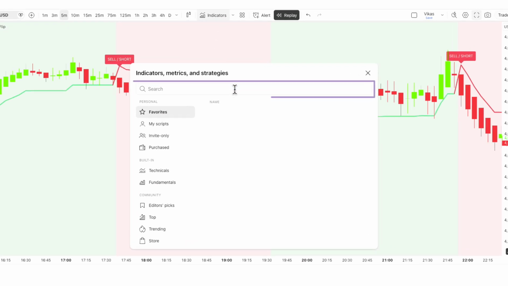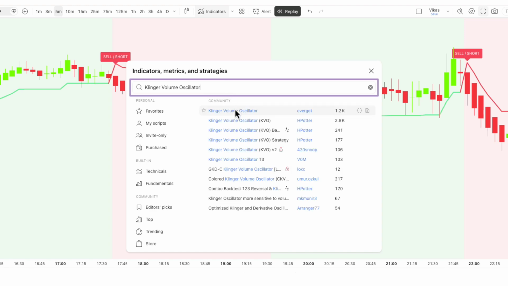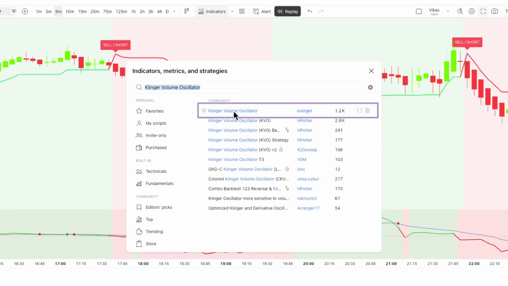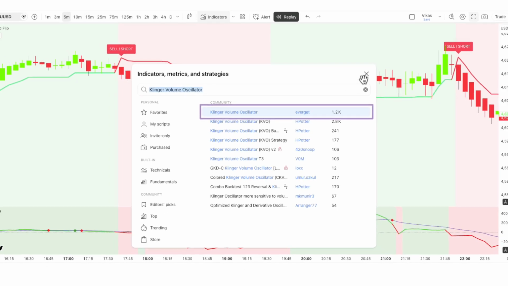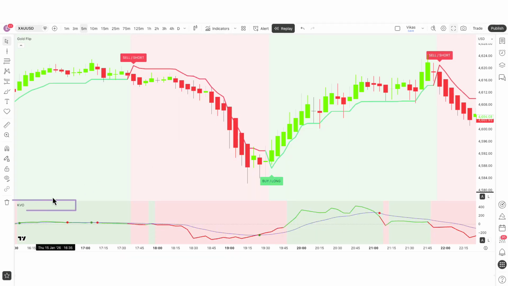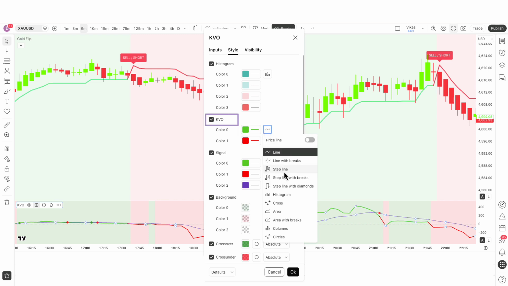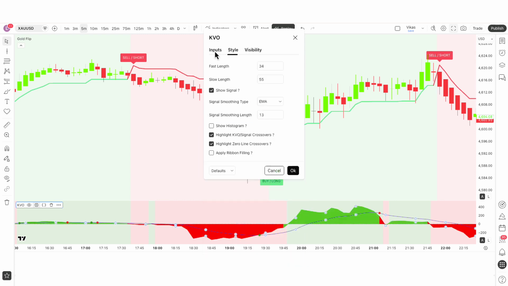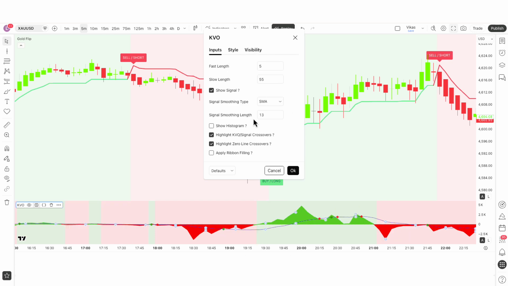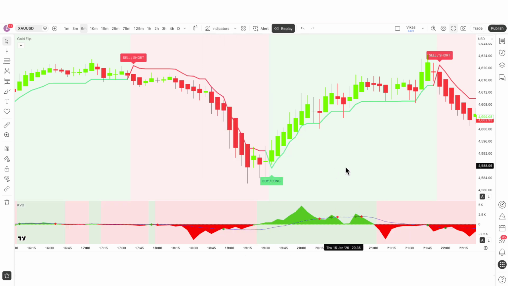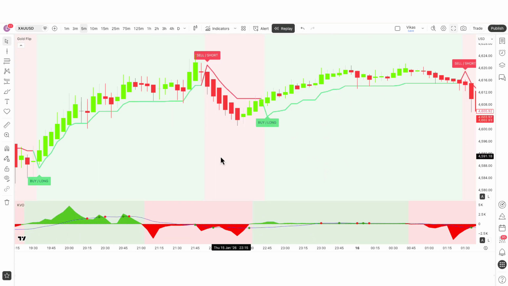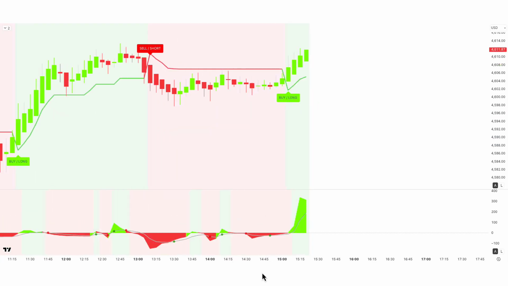Let's search the indicators for Klinger Volume Oscillator and select this one, the Klinger Volume Oscillator indicator created by Everget. Now let's access the settings of this indicator so we can modify it to suit our strategy. We changed the KVO from line to area, and changed the fast length from 34 to 5, and here everything is fine after that. Click OK. Now our setup is ready. Let's see how we use these trading setups.